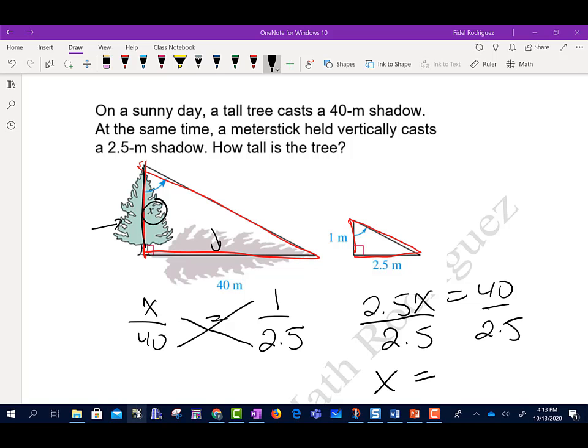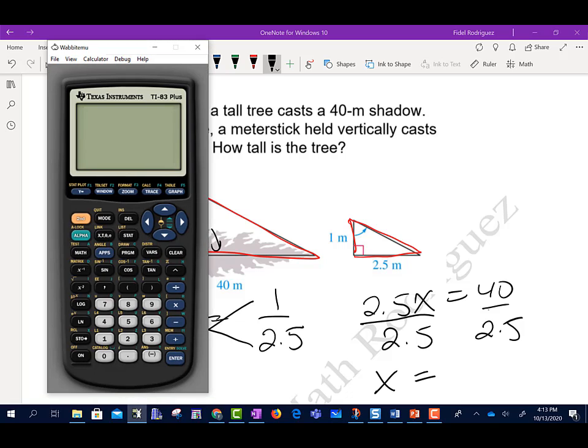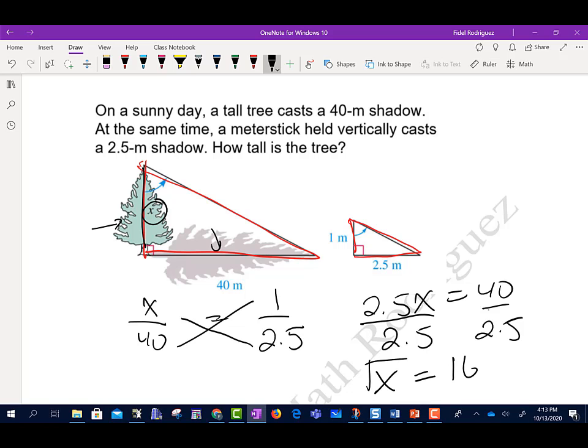Let me get my calculator and clear that screen. What's 40 divided by 2.5? I'm coming up with 16. So here's the height of the tree. It is 16 meters.